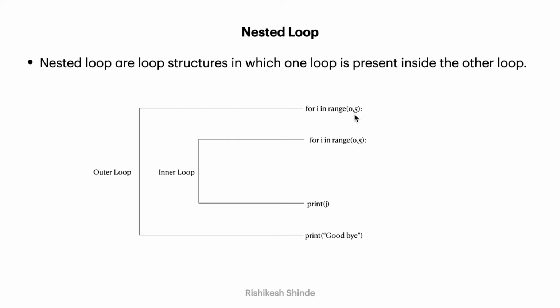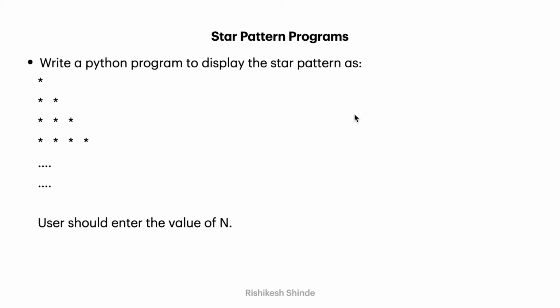Now I have a very interesting problem based on this nested loop concept of for loops. The problem is: write a Python program to display the star pattern as shown here. So now we are going to print this star pattern using for loops. The note is that the user should enter the value of n. That means how many rows the user wants, that number of rows we are going to print.